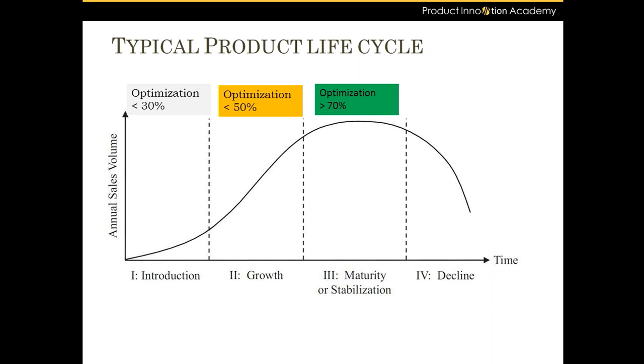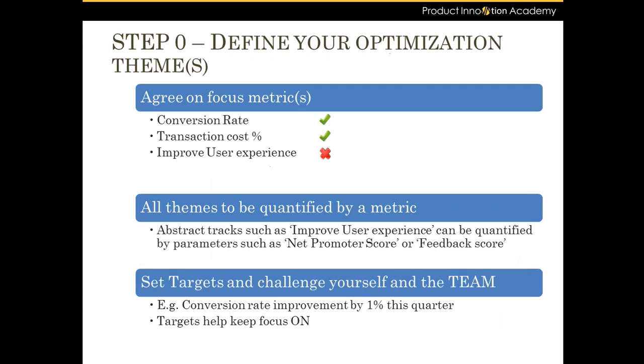So I was saying optimization is very important across different phases of the product lifecycle, right? Now that as a PM you decided to take on optimization, where would you start? That's the first question. So you start with defining your optimization theme.